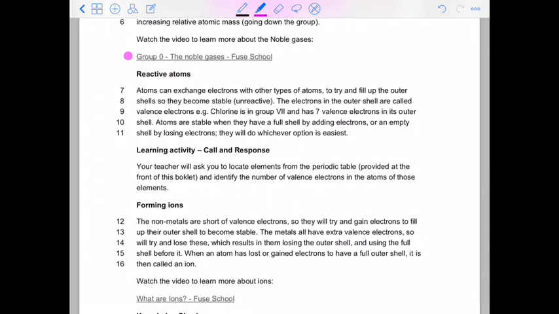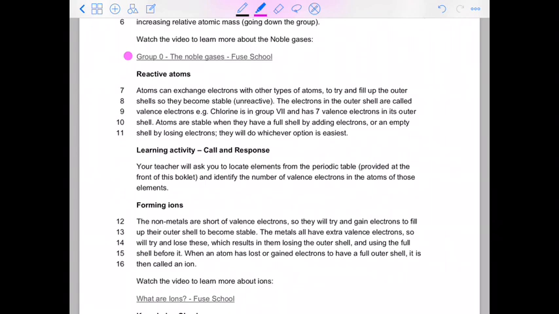So now that you've had a good overview of the noble gases, those will likely pop up again at some point, but it's nice to have an introduction to them. So now we're going to go from those noble gases, which are unreactive, to all the other atoms, which are far more reactive than the noble gases.